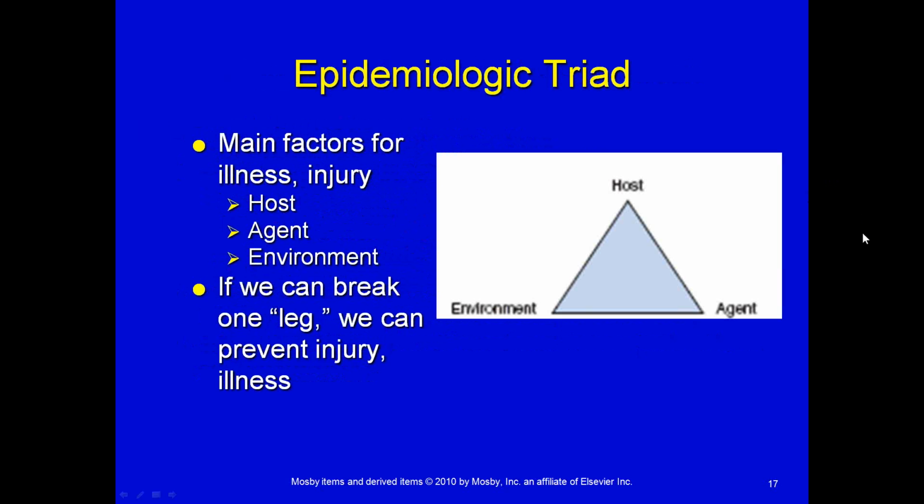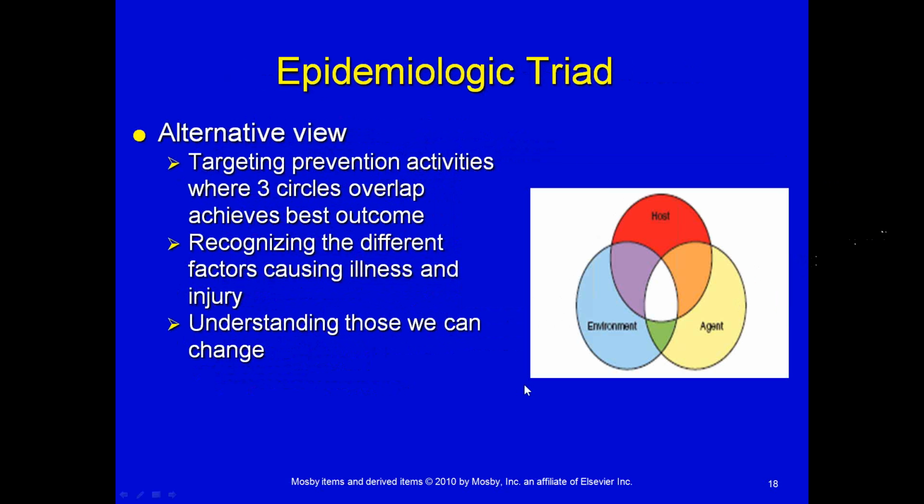If we look at the epidemiologic triad, the triad is a triangle with many different factors involved. But the three factors that we can focus on in this injury triad include the environment, the host, and the agent. And if we can break just one of these legs of this injury triad, we may be able to prevent illness and injury.